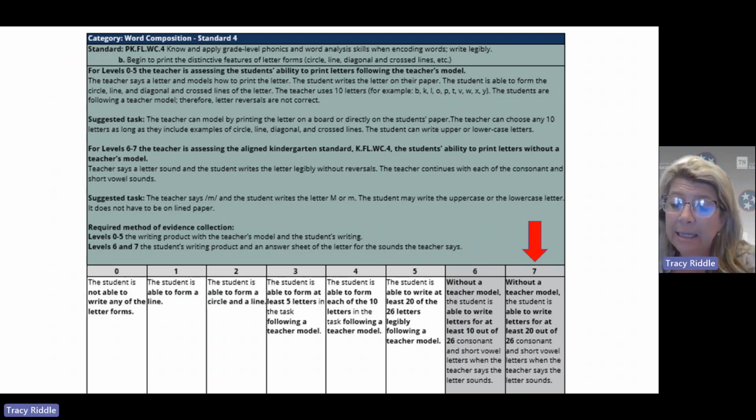If a student is successful at level 6, the teacher does not have to upload the evidence of the pre-K standard showing that the student could do levels 0 through 5. If a student is not successful at level 6, levels 0 through 5 must be included, that assessment of the pre-K standard where students are following the teacher model.